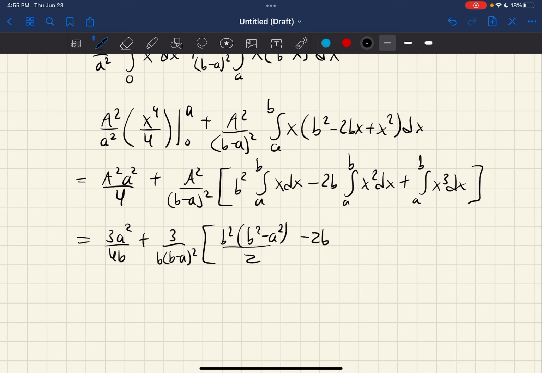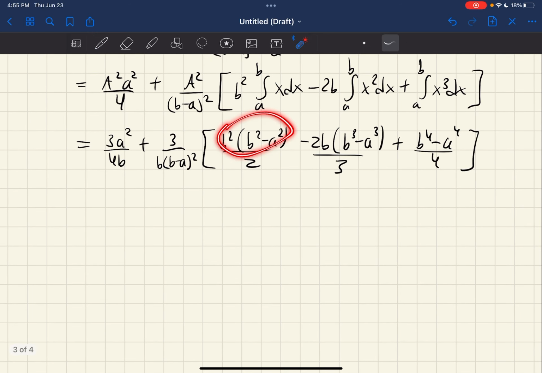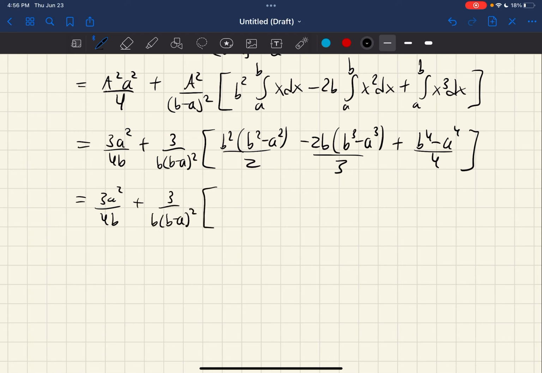And this second integral is just x cubed over 3. So this just becomes b cubed minus a cubed over 3, plus b to the fourth minus a to the fourth over 4. And now let's go ahead and multiply everything out on the right-hand side. So we're going to have 3a squared over 4b plus 3 over b times b minus a squared. And then we're going to get b to the fourth minus a squared b squared over 2, minus 2b to the fourth plus 2a cubed b over 3, plus b to the fourth minus a to the fourth over 4.